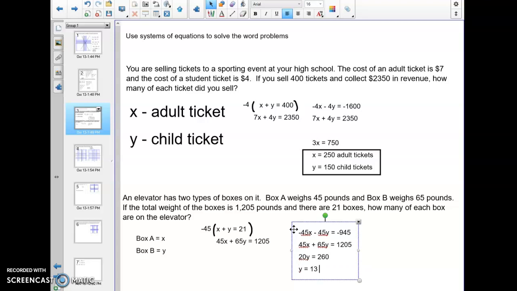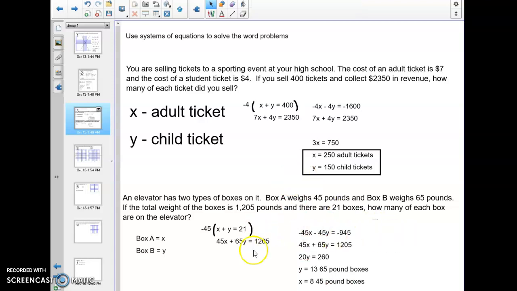So that means there are 13 65-pound boxes. And what plus 13 gives you 21? That's 8. So there are 8 45-pound boxes. Make sure you're answering what they're asking for. If they're asking for A boxes, make sure that's what you're giving them. If they're asking for the B boxes, make sure that's what you're giving them. If they ask you for both, make sure you give them both.